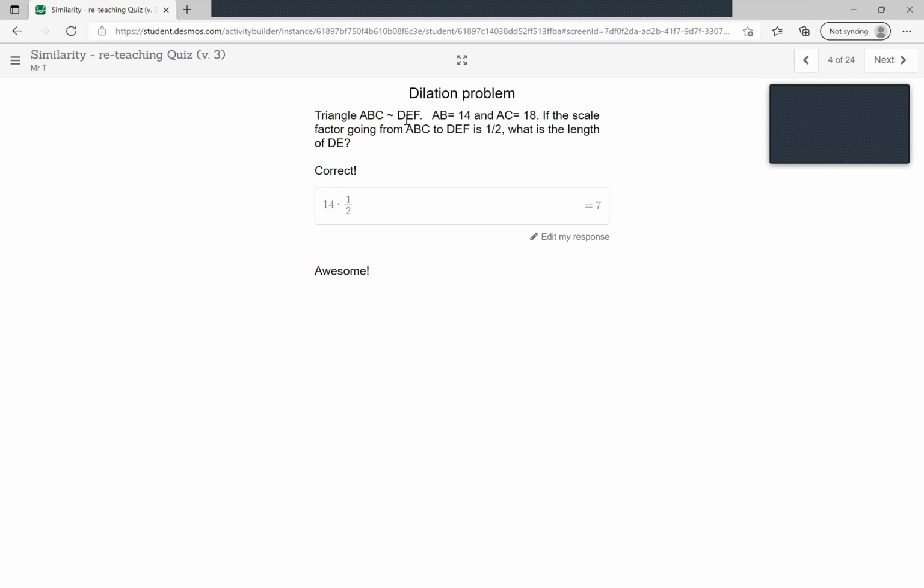AB matches up to DE, BC matches up to EF, and AC matches up to DF, and we know the scale factor and the direction we're going in. It's important to know the direction you're going in.